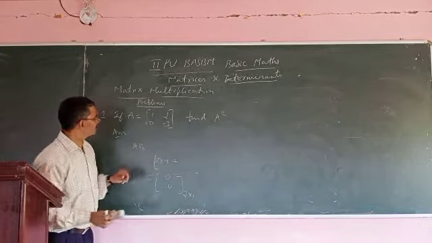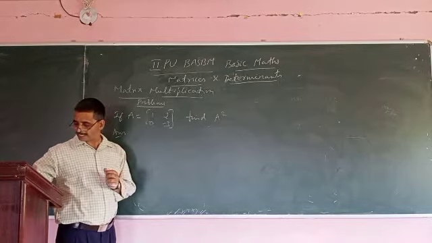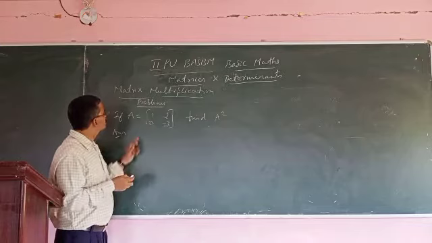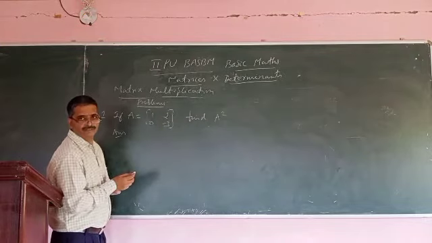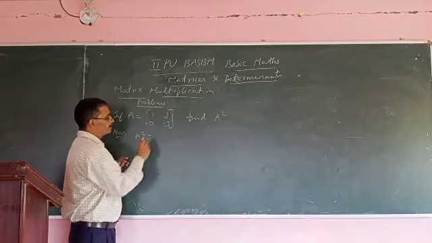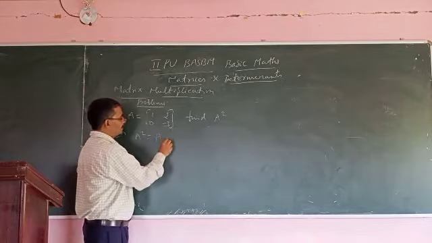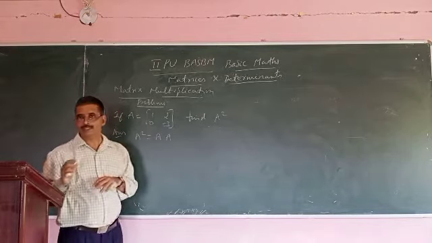So what is A? A is given as 1 2 0 minus 3. Find A square. Now, what is A square first of all? As far as matrix multiplication is concerned, A square is nothing but A into A.